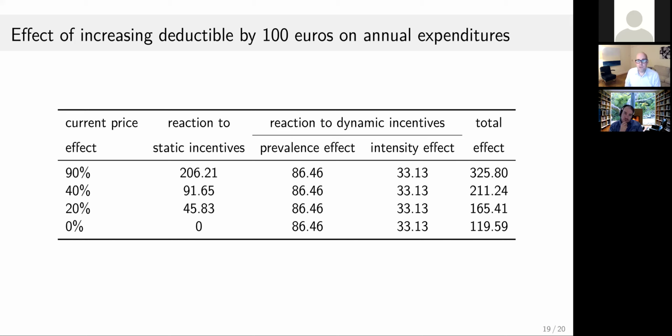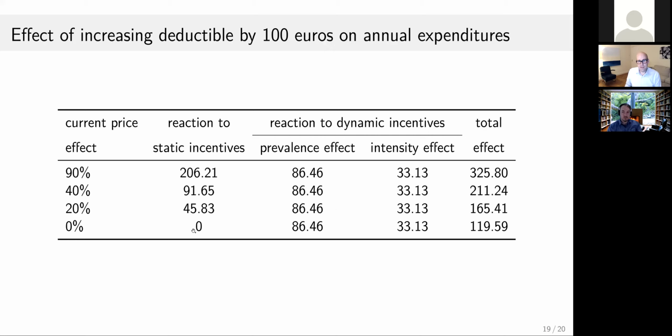Average care consumption in our sample is 2,000 euros. Like in the US, it will be a very different number. Here, it's 2,000 euros. So this is sort of the benchmark. The intensity effect is 33 euros. By increasing the deductible limit by 100 euros, I make these dynamic incentives stronger, and the effect of that is a 33 euro reduction in care consumption.